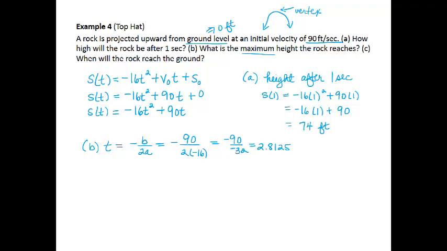Now this is the x value, or the t value, which is seconds. This value tells us when, or how many seconds it takes for the rock to get its maximum height. It does not tell us the actual height. To find the height, we have to replace t with 2.8125 in the formula for the height. So s of 2.8125 is negative 16 times that value squared plus 90 times 2.8125.